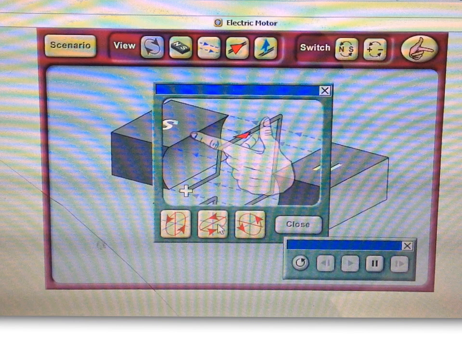So if you take a look here, you can actually look on this picture and you can see how we use our left hand to be able to see things. We use our first finger to point from the north to the south pole. We use our second finger to go in the direction of current, and in this case it's going from positive around towards negative. So the second finger is going in that direction, and then my thumb will point in the direction of the force that this particular conducting wire would experience. So that's how we use the left-hand motor rule.